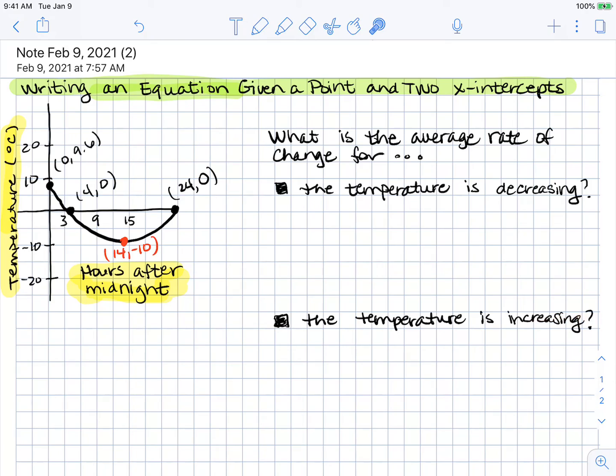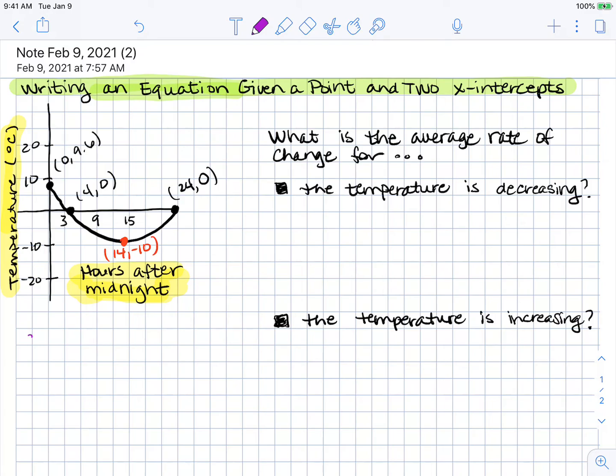And when I look at my curve, I'm going to say that the temperature is going down until it hits that vertex, and then the temperature is going up on the other end of the curve. So I know where it's decreasing and I know where it's increasing just by looking at this graph. But what I'm looking for most specifically is the average rate of change. And an average rate of change is really the slope between 2 points. So I'm going to write this down.